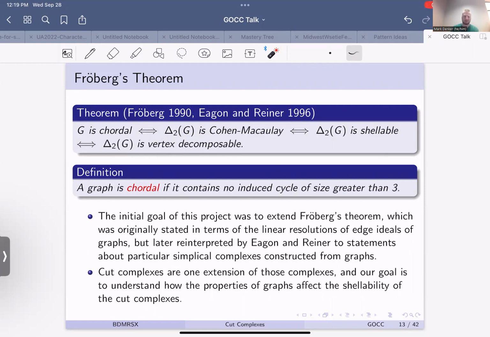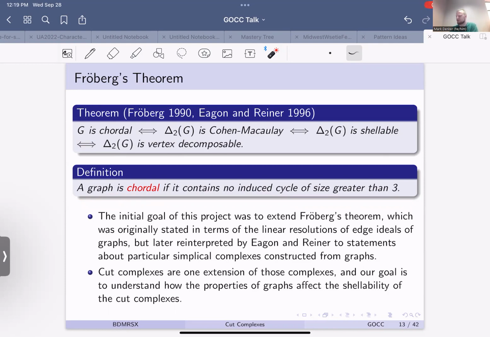I also realized that I've just been assuming people know what chordal graphs are. This is definitely not the case. A graph is chordal if it doesn't contain any induced cycle of size greater than 3. You can think of them as very triangle-y graphs. But yeah, this is a definition that's going to come up a couple different times in this talk.